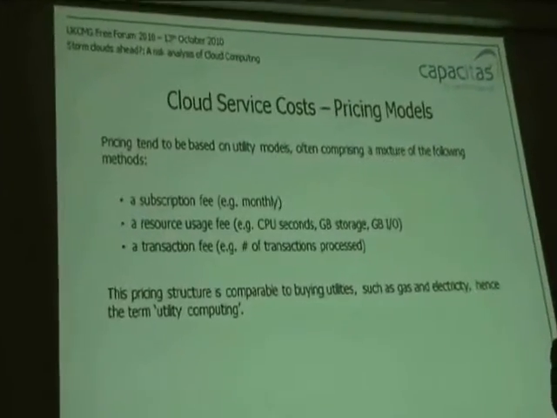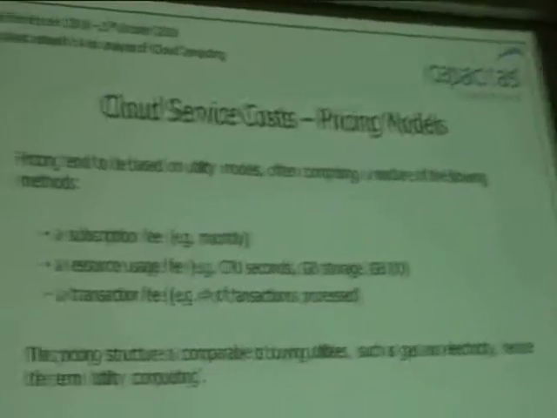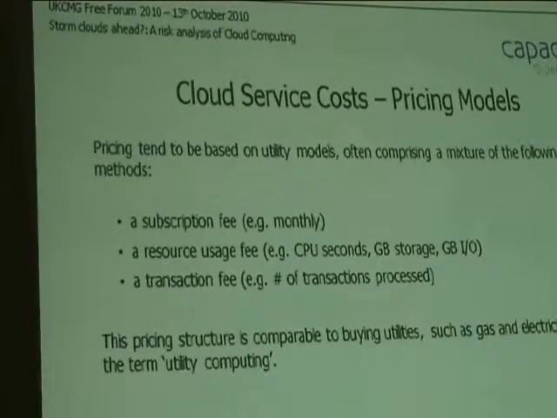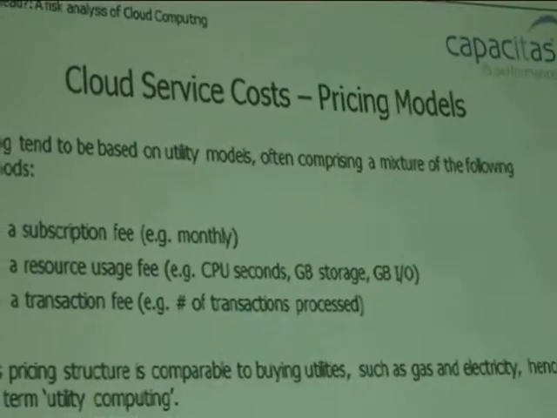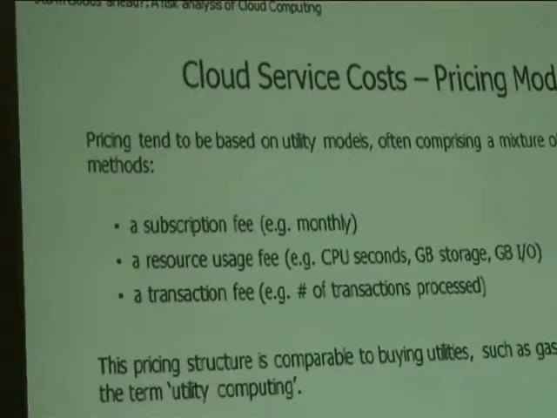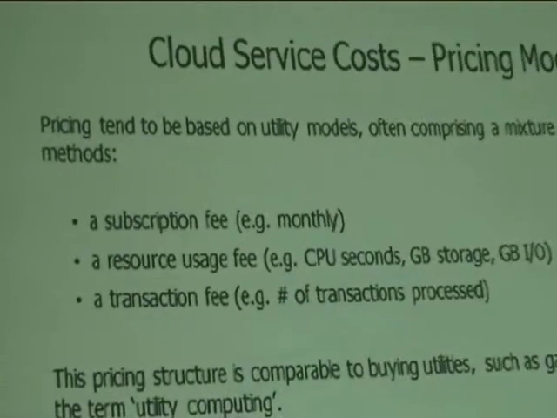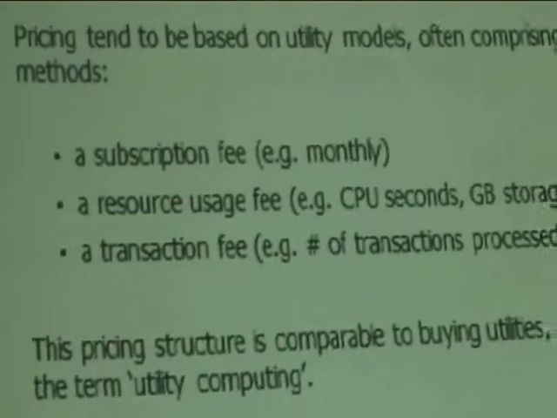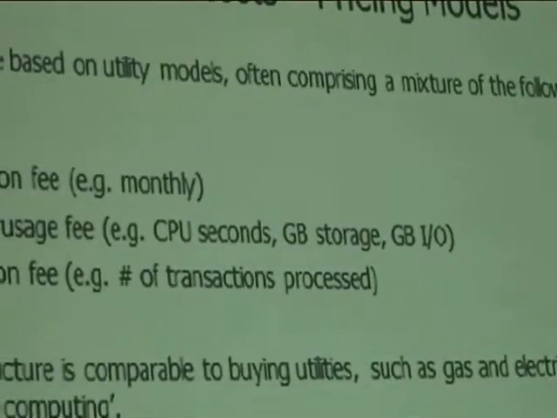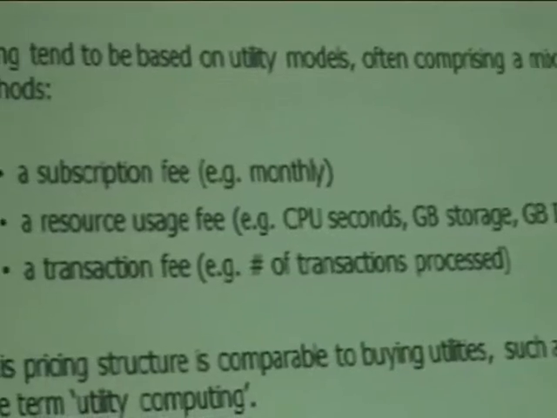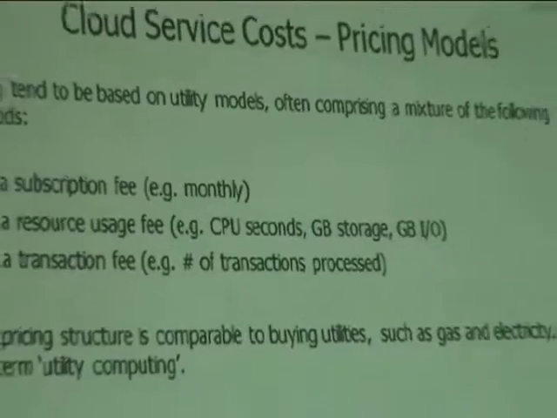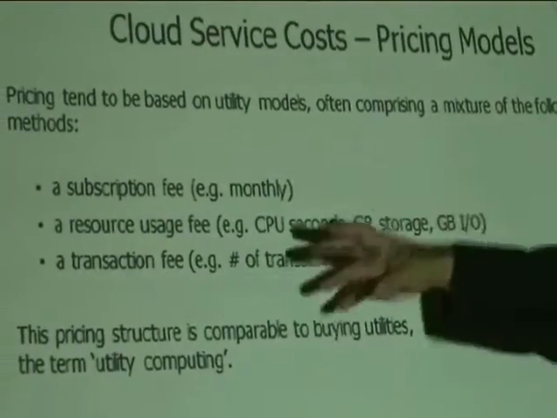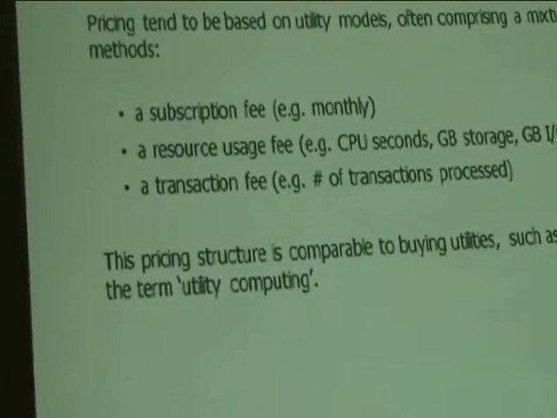So if you're looking at the cost model, pricing for cloud services tend to be based on utility models, and you've probably all heard about utility computing. So it tends to be based on a mixture of the following methods. So some form of subscription, usually a monthly fee, a resource usage fee, so for instance CPU seconds, gigabyte storage, I/O, and a transaction fee as well, a number of transactions processed. So all cloud services have one or more of these aspects in their billing.